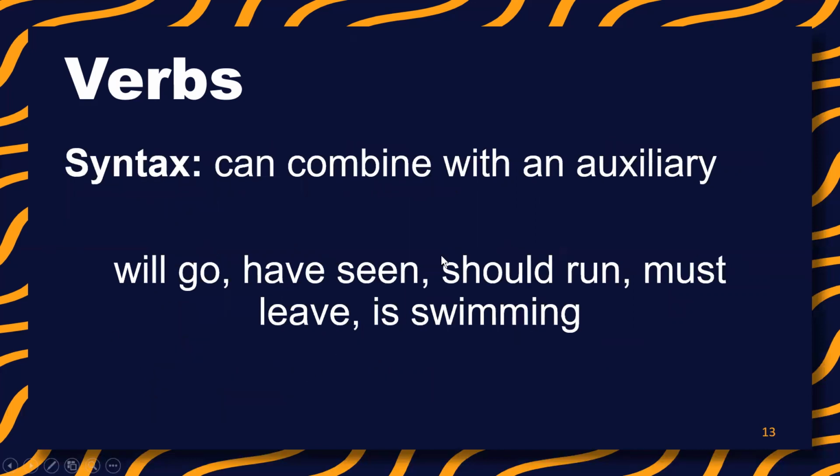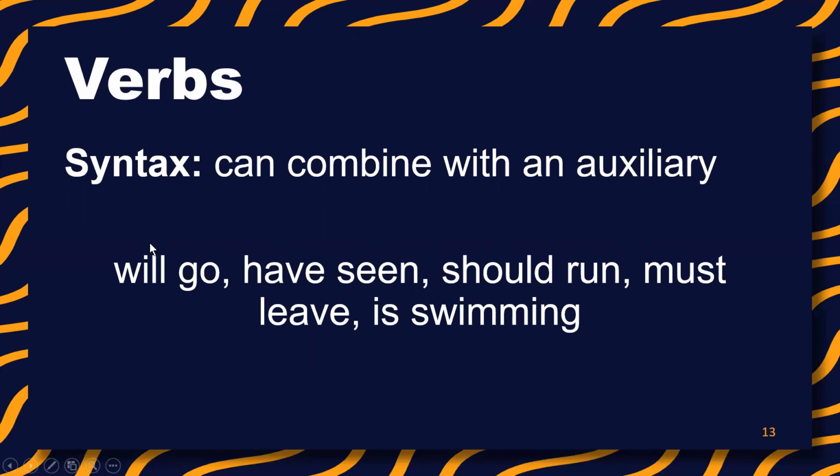So in terms of syntax, verbs can combine with an auxiliary. So your auxiliary verbs again are being mentioned, like your will, your have, your should, your must, and your is. They can combine with your verbs. So sila, in these examples, they function as auxiliary verbs, which link to the main verbs, which are your go, your seen, your run, your live, and your swimming.